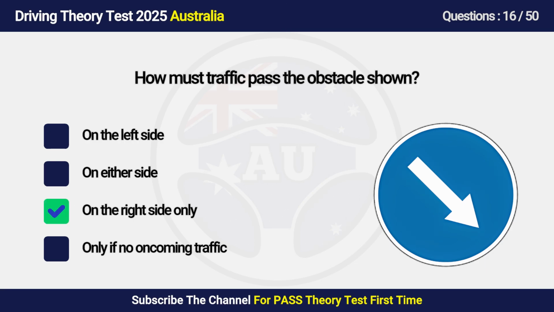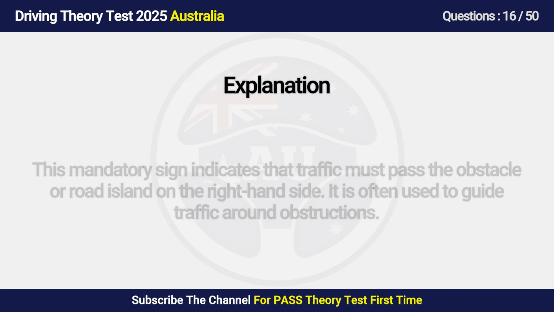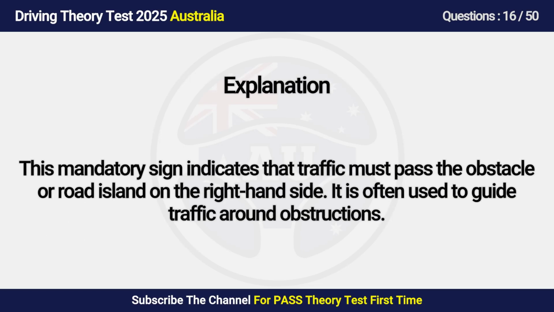Answer is C. On the right side only. This mandatory sign indicates that traffic must pass the obstacle or road island on the right side. It is often used to guide traffic around obstructions.